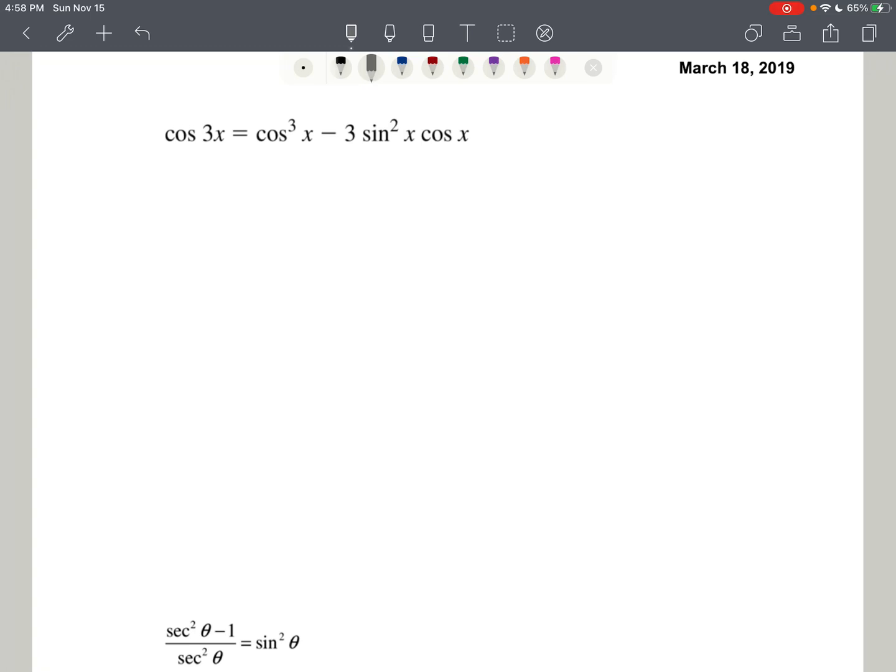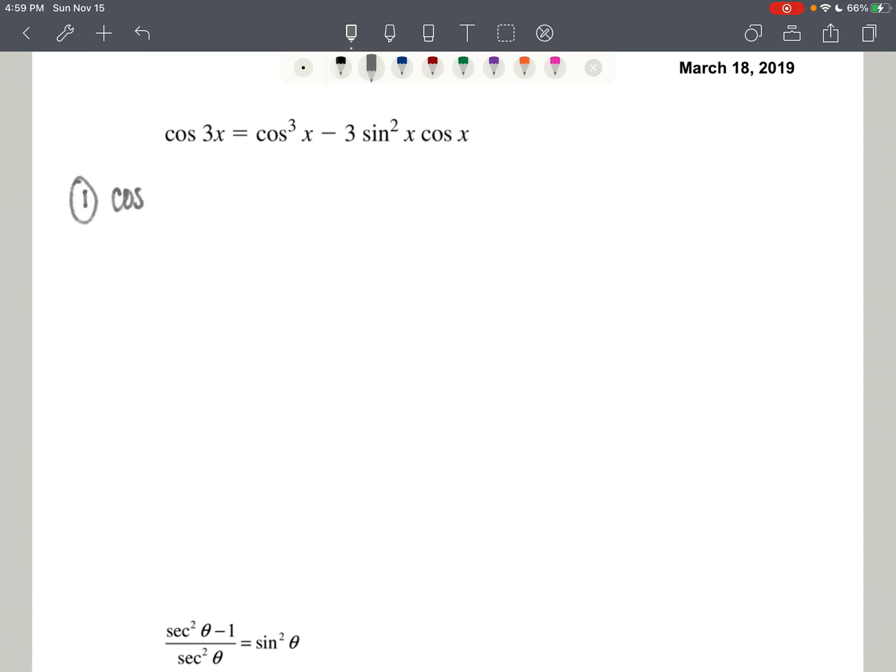Here we have cosine of 3x equals cosine cubed of x minus 3 sine squared of x cosine of x. Going to work with that left-hand side of the equation, and I'm looking at my angle as 3x, and I need it to be 1x. So it doesn't qualify for a double angle nor a half angle formula. So I'm going to go to the sum and difference formulas.